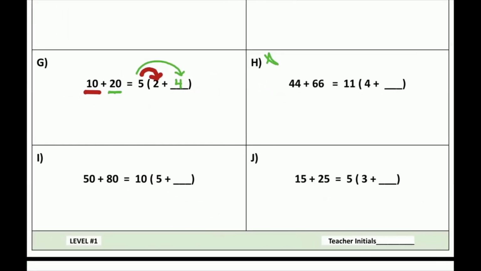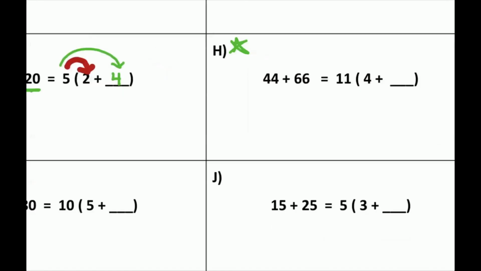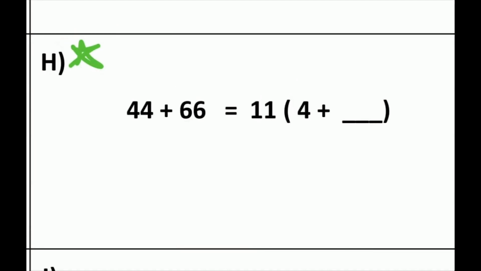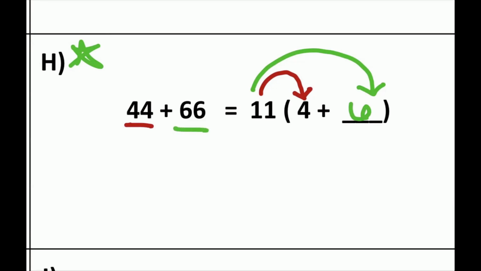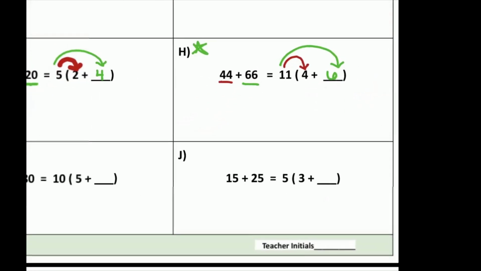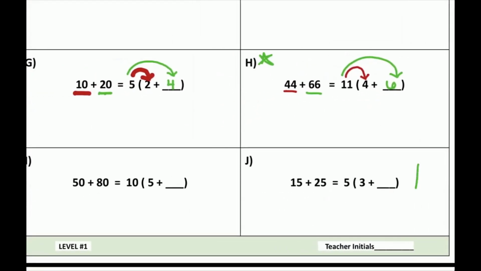Go ahead and try problem H on your own, then come back to the video. For problem H, 11 times 4 is 44, and 11 times 6 is 66. So you should have 6 in the blank. Go ahead and complete the rest of this page and check in with your teacher if they want you to.